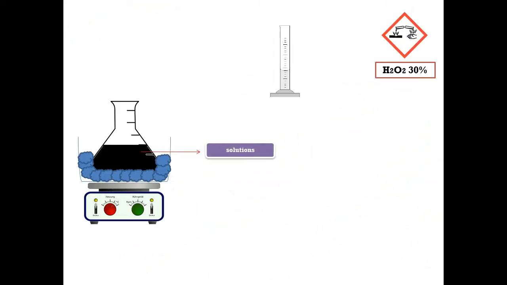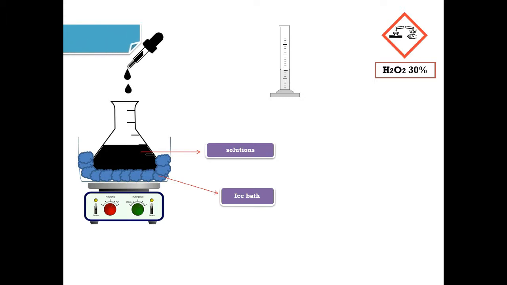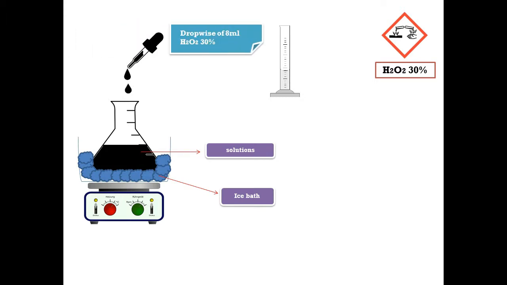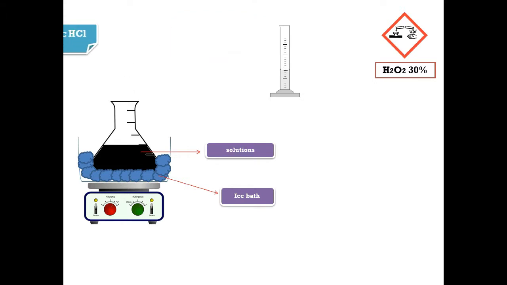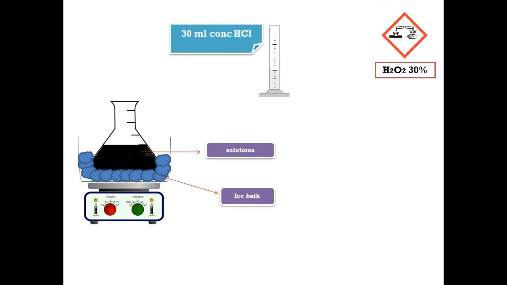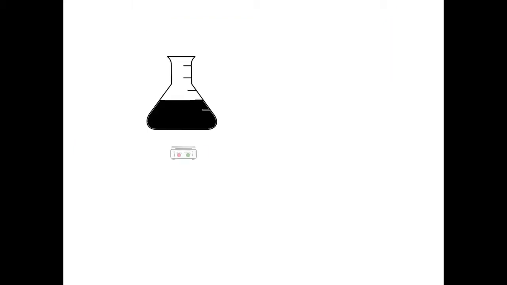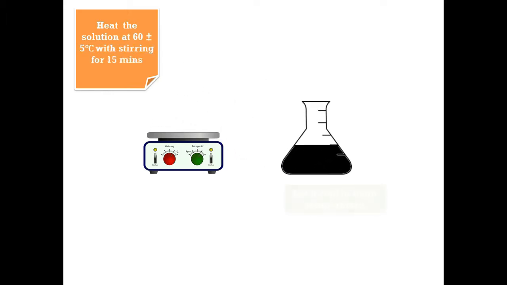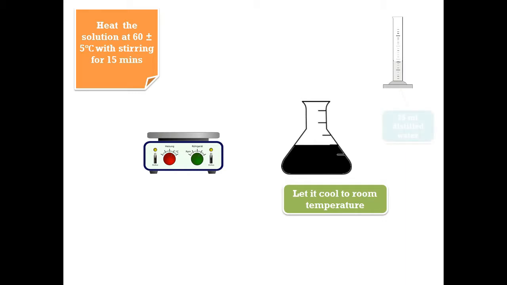Cool the slurry in ice and add dropwise 8 ml of 30% hydrogen peroxide. Cautiously add 30 ml of concentrated HCl. On a hot plate, heat the solution at 60 degrees Celsius with stirring for 15 minutes. Add 25 ml distilled water and cool the solution to room temperature.